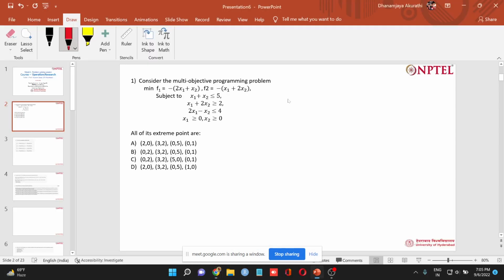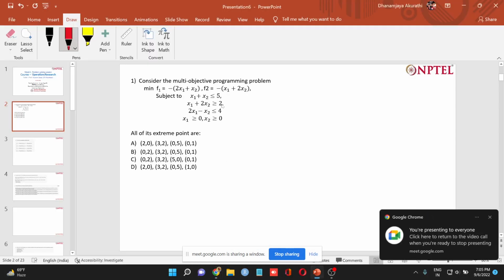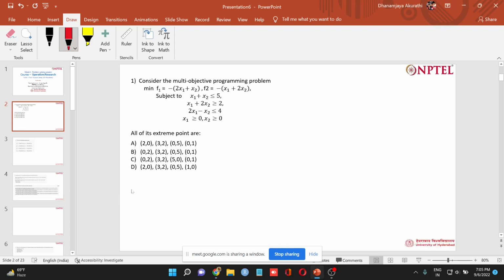To do the graphical method, what we have to do first? First, we have to change the subject to constraints to equations. Here we had x1 plus x2 less than or equal to 5, so I am changing it into the equation. It is the first equation. And x1 plus 2x2 is equal to 2, this is second. And 2x1 minus x2 is equal to 4.